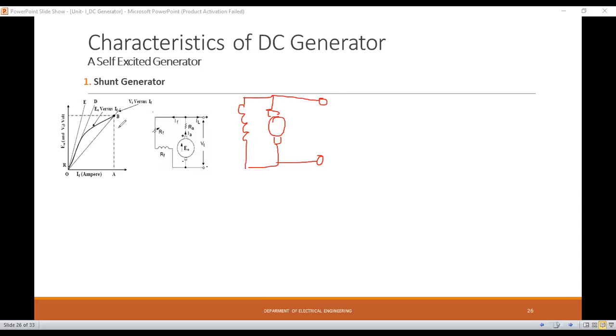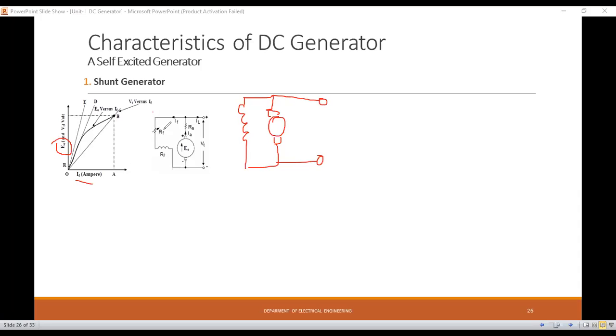See here, these characteristics will be drawn: the field current IF versus the induced EMF E0 at no load condition. The induced EMF at no load condition and the field current at no load condition. These characteristics are similar to the OCC characteristics of all types of generator. Again it will be divided into four regions.